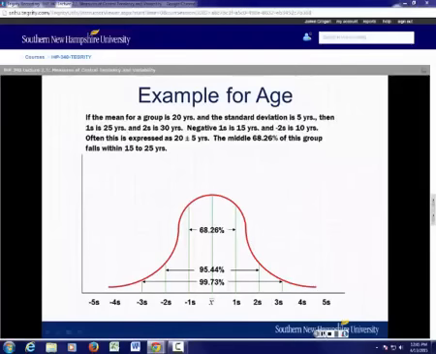So let's just say this is the example we're going to work with. On the website I do have a sample calculation of standard deviation if you're interested. It might help you understand the concept a little bit better.